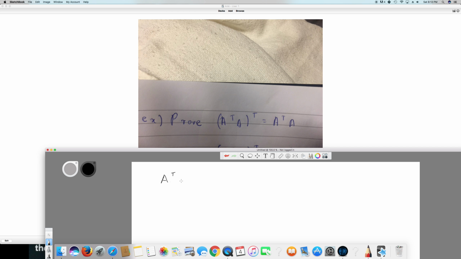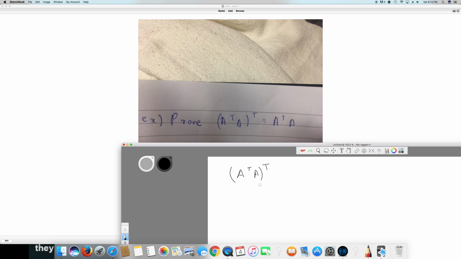So A transpose A, all to the power of transpose, equal to this one. I have to show this equals this one. In order to do that, first let's expand this transpose. So first, A transpose to the power of transpose.